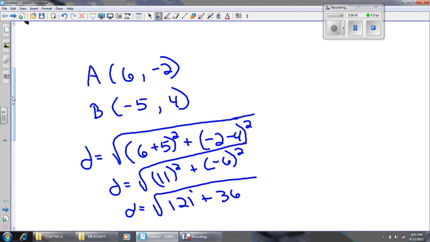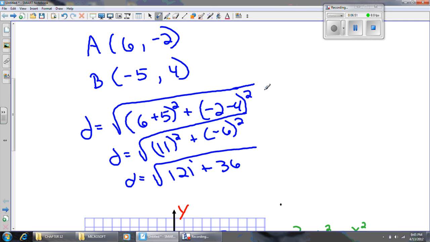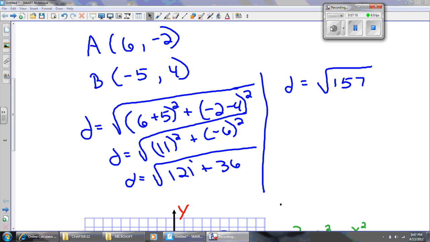So where am I at here? Running out of room, so I'll jump over here, and I'll have D is equal to the radical of, what are we at here? 157. Okay. And now normally to go for the exact answer, I have to break that down, but I know that radical 157 doesn't break down. It's simplified as far as it can go.